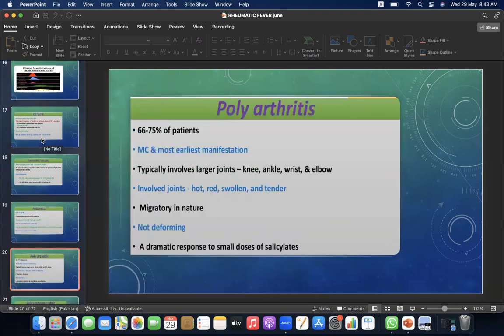Polyarthritis, 66 to 75% of the patients would be affected. Most common and earliest manifestation, typically involves larger joints: knee, ankle, wrist, and elbow. Involved joints are hot, red, swollen, and tender, migratory in nature, not deforming, with a dramatic response to small doses of salicylates.